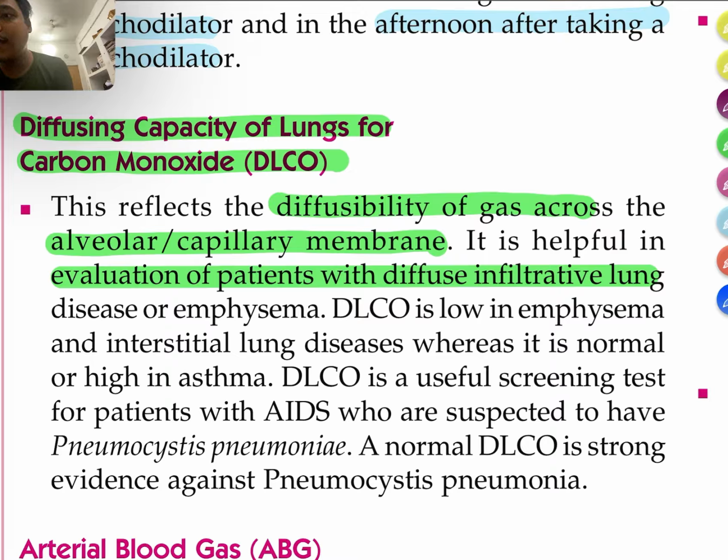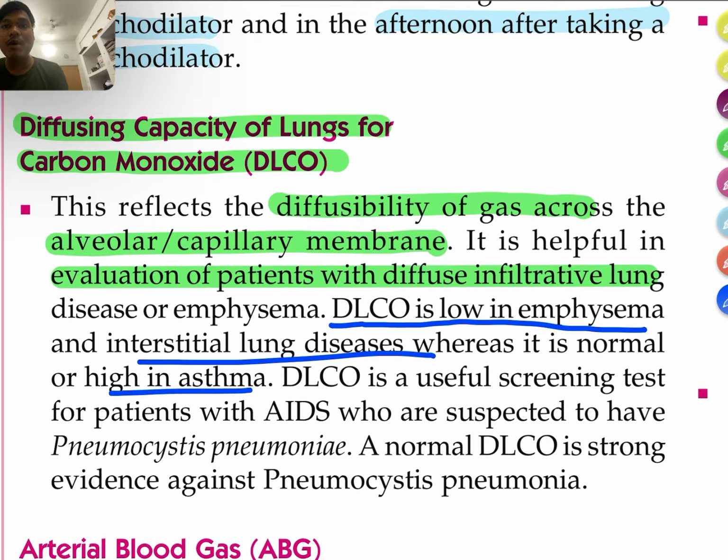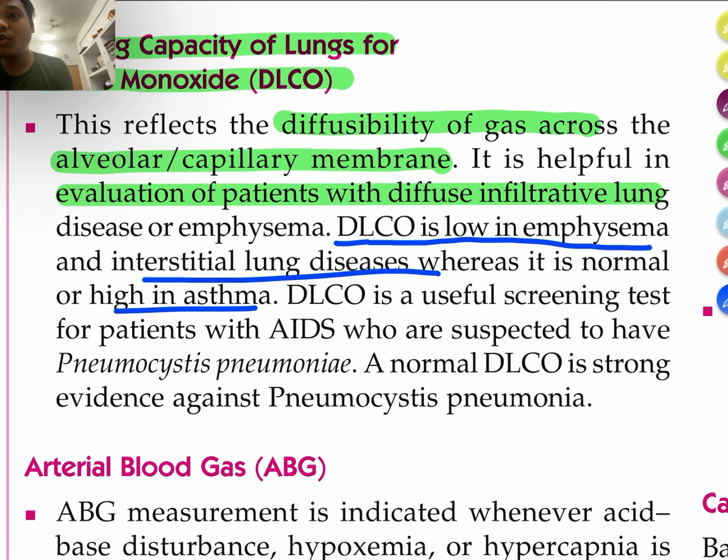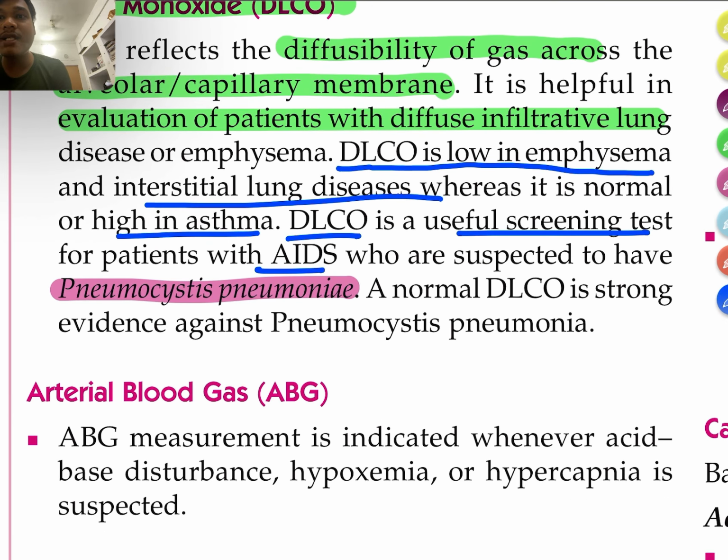The same thing is written here: DLCO is low in emphysema and interstitial lung disease, whereas it is normal or high in asthma, because in asthma there is no defect in the diffusion process. The only defect is in its pathway. The pathway gets obstructed due to edema of the mucosa of our respiratory tract. DLCO is also useful as a screening test for patients with AIDS suspected of having pneumocystis pneumonia. A normal DLCO is strong evidence against pneumocystis pneumonia.